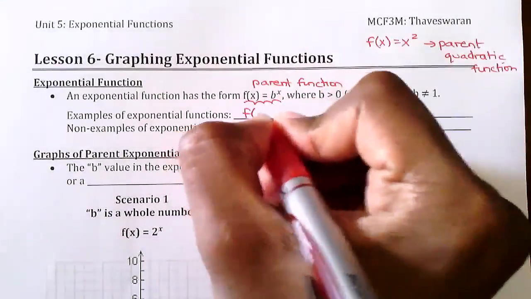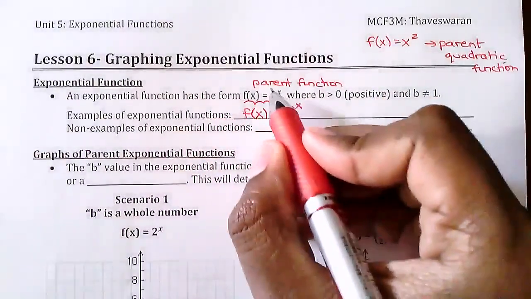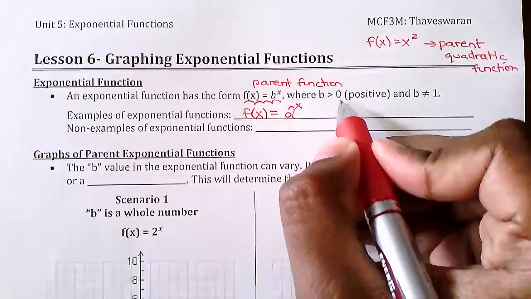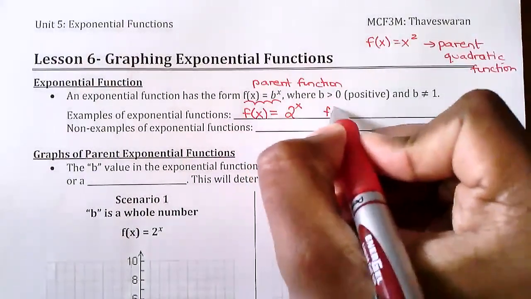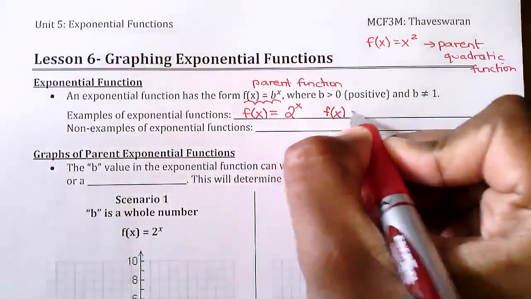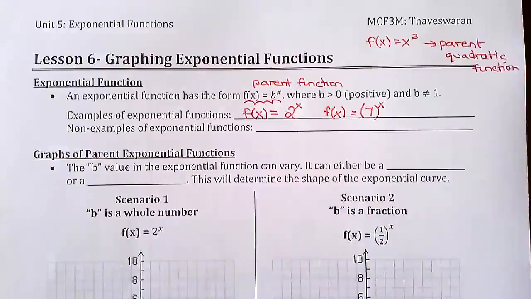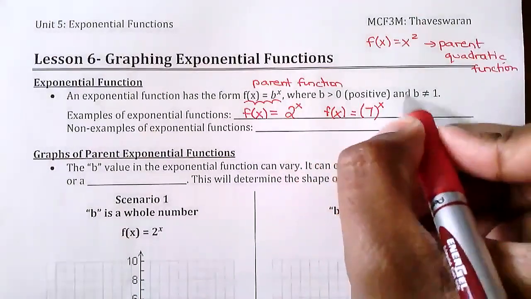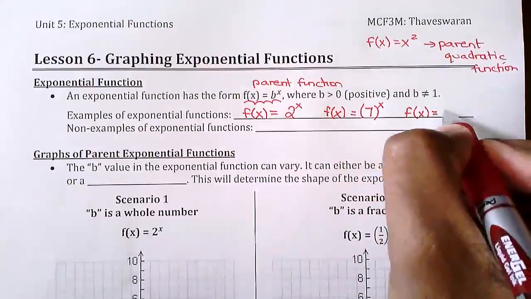Well, something like f of x is equal to 2 to the power of x, where again, the b value is 2. It's greater than 0, it's positive, but also not equal to 1. Another example would be f of x, which is equal to 7 to the power of x. Again, the b value is positive, not equal to 1. We can also have something that looks like this.